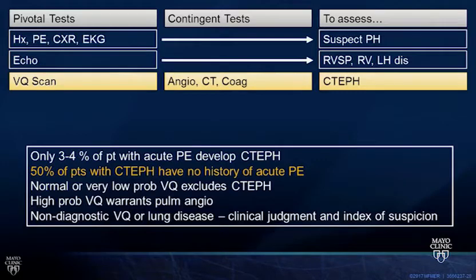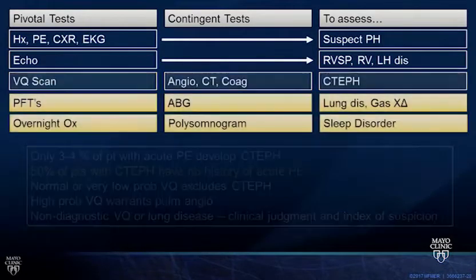Normal or very low probability generally excludes the diagnosis, so certainly here at Mayo, we still use the ventilation perfusion scan as a screening tool for new patients who are presenting to the pulmonary hypertension clinic. And a high probability scan definitely warrants a pulmonary angiogram or a CT angiogram. Increasingly, we're doing CT angiograms, and in fact, some of our younger cardiac surgeons are getting more familiar, comfortable with that approach than the traditional pulmonary angiogram. Non-diagnostic VQ or lung disease, you have to use your clinical judgment and index of suspicion.